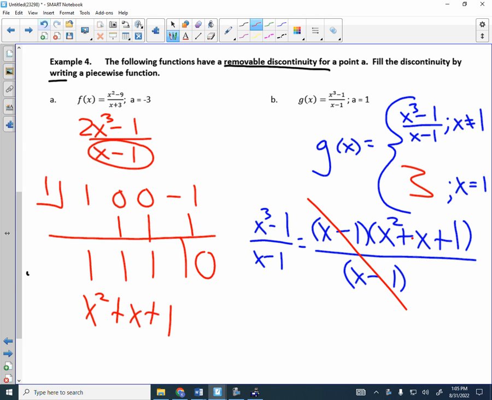2x cubed? Right here, 2, 3, 4. So it'll be 2x squared plus 3x plus 4.